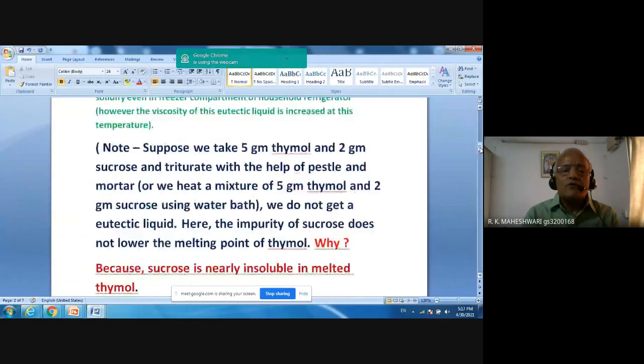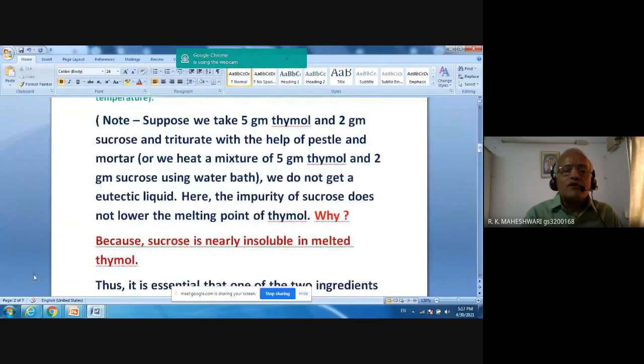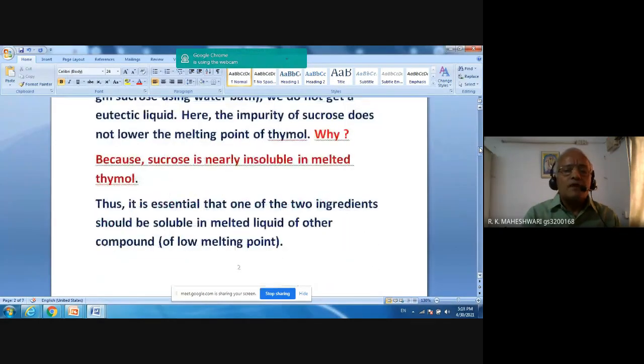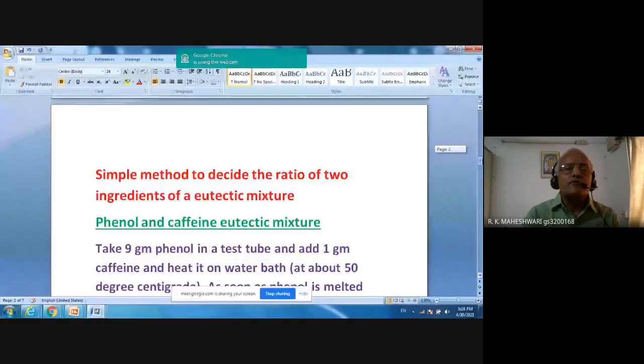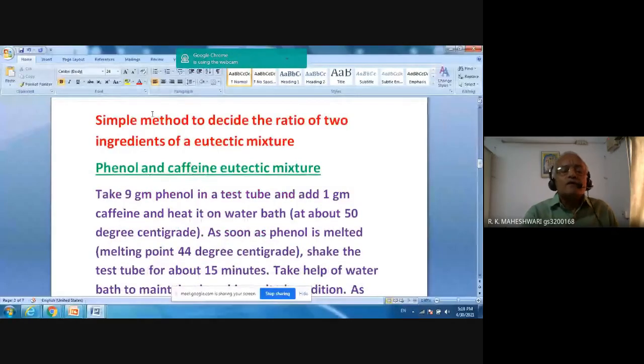Okay, now because sucrose is nearly insoluble in melted thymol, that's why it does not lower the melting point of thymol. Thus, it is essential that one of the two ingredients should be soluble in the melted liquid of the other compound of low melting point. Means, for example, here, sucrose is not soluble, that's why it is not making any eutectic liquid with thymol.